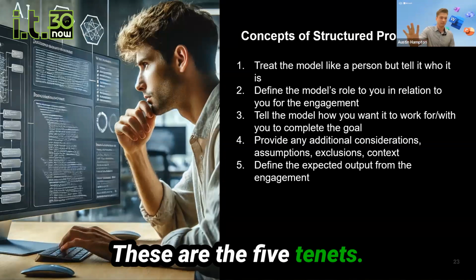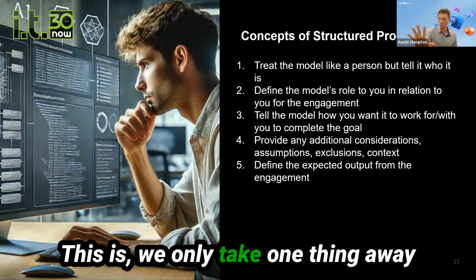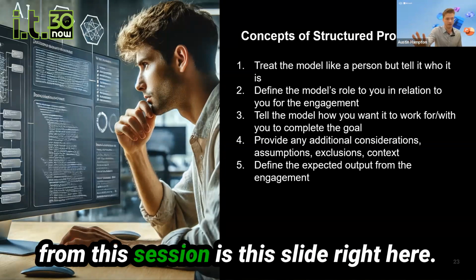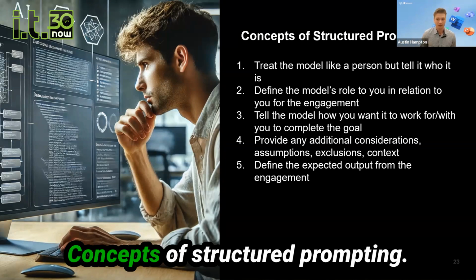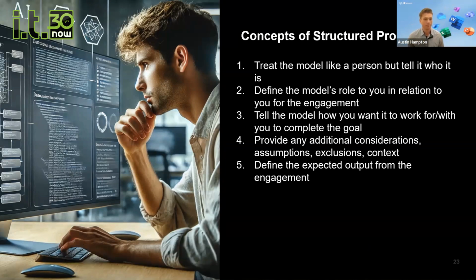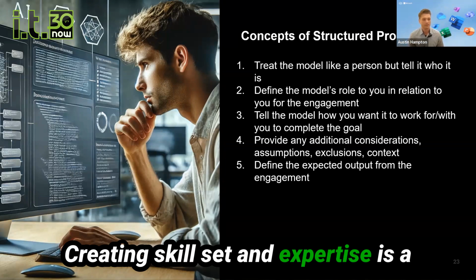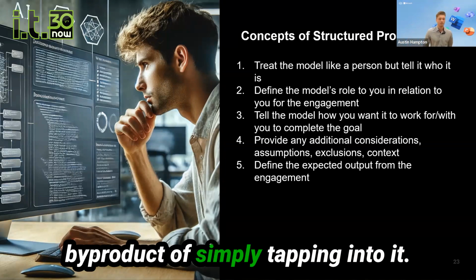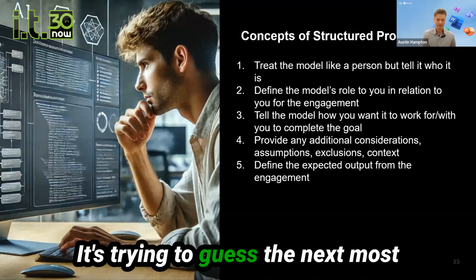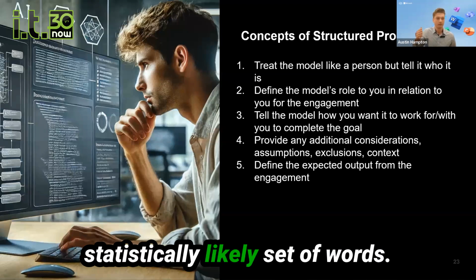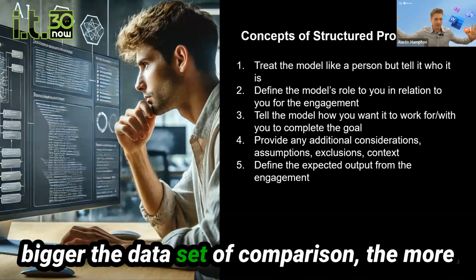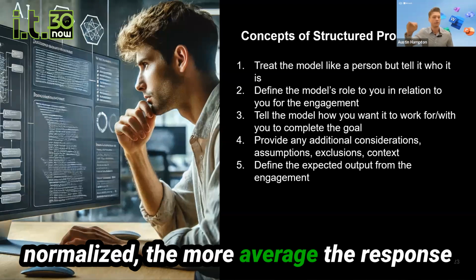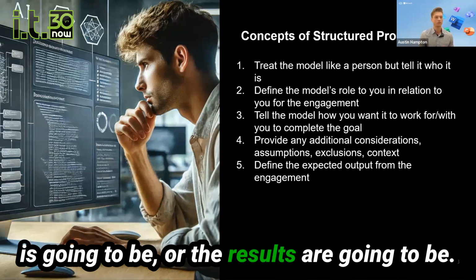These are the 5 tenets. If we only take one thing away from this session, it is this slide right here. Concepts of structured prompting. So creating skill set and expertise is a byproduct of simply tapping into it. It's trying to guess the next most statistically likely set of words. If we know anything about statistics, the bigger the data set of comparison, the more normalized, the more average the response is going to be, or the results are going to be.